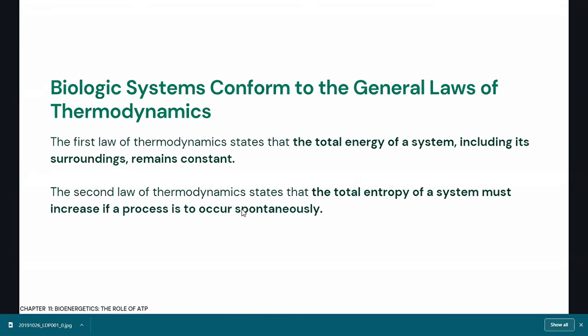What is entropy? Entropy is a state of disorderliness. So if you increase the disorderliness of a system, a process is to occur spontaneously.